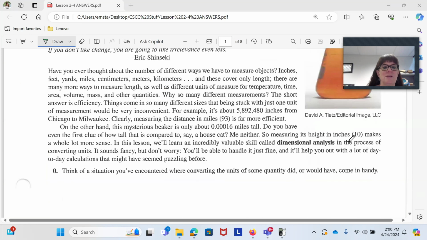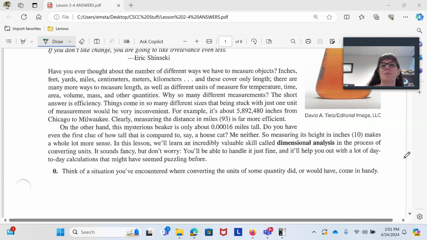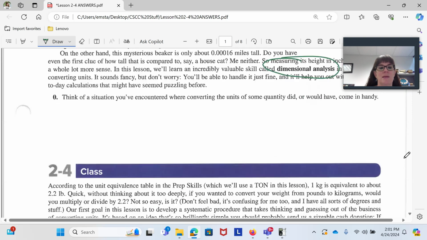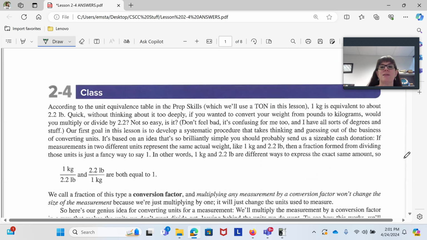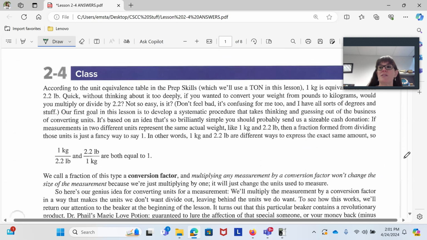Right above where the classwork is, it talks about what dimensional analysis is. It is the process of converting units. Where the classwork starts, they reference the unit equivalence table in the prep skills. This is on page 196. You might want to mark that page. It's going to be a valuable page to use because it has a lot of our measurement conversions that we can use to do these dimensional analysis conversions.